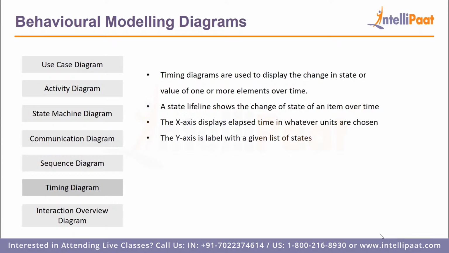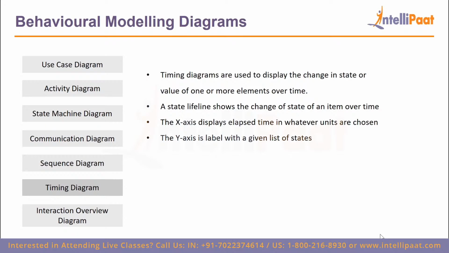Now comes the timing diagrams. So the timing diagram shows the behavior of the objects in a given period of time. And the timing diagram is a special form of sequence diagram. So the differences between the timing diagram and the sequence diagram are that the axes are reversed so that the time increases from left to right, and the lifelines are shown in separate compartments arranged vertically.